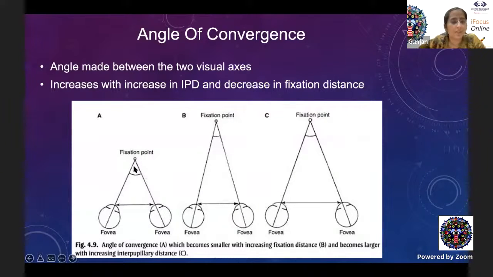Now coming to angle of convergence. The angle of convergence is the angle which is made between the two visual axes. It increases whenever there is an increase in the interpupillary distance, as we can see in figure C. Here the patient has an increased IPD, and you can see that the angle which is made between the two visual axes is large enough. Or if there is a decrease in the fixation distance. You can see that in figure A, where here is your object, and it's quite near, and the angle which is made between the two visual axes is large.